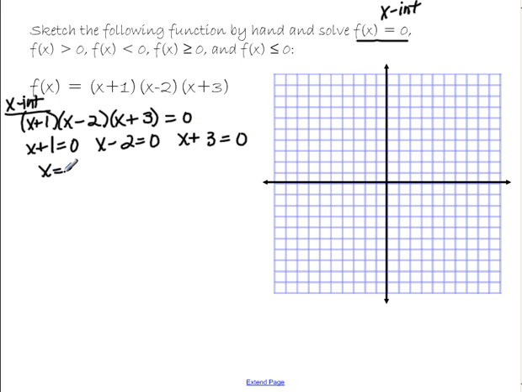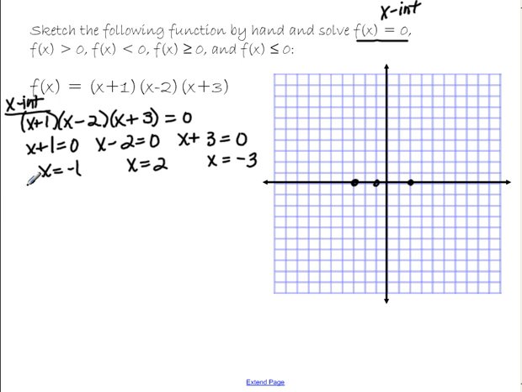So we would have x is equal to negative 1, x is equal to 2, and x is equal to negative 3. So right away we know where it's going to cross the axis. It's going to cross at negative 1, at 2, and at negative 3. Okay?